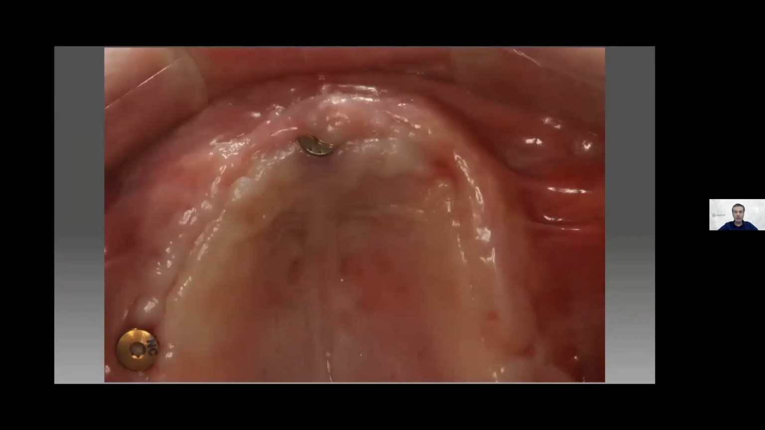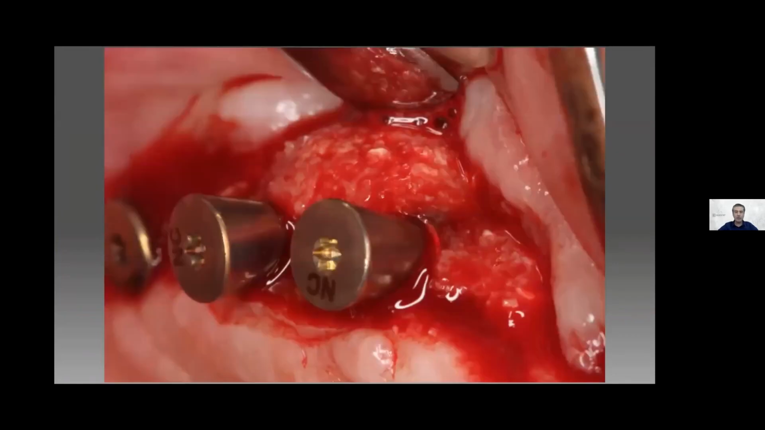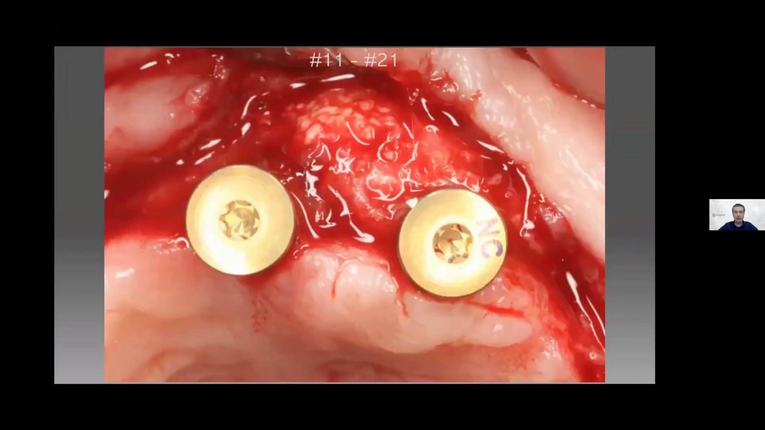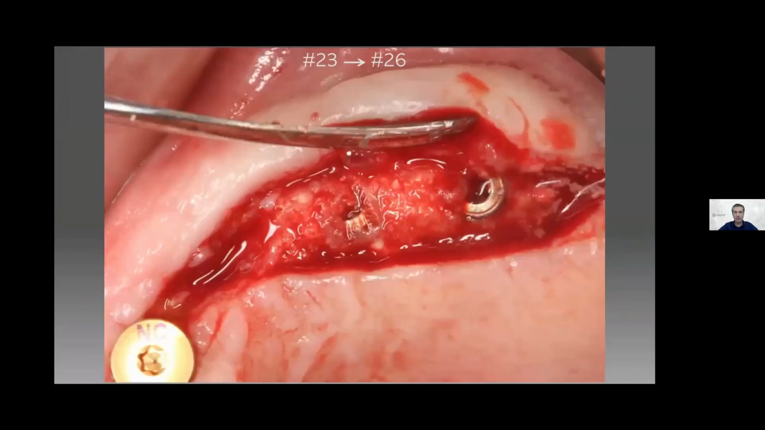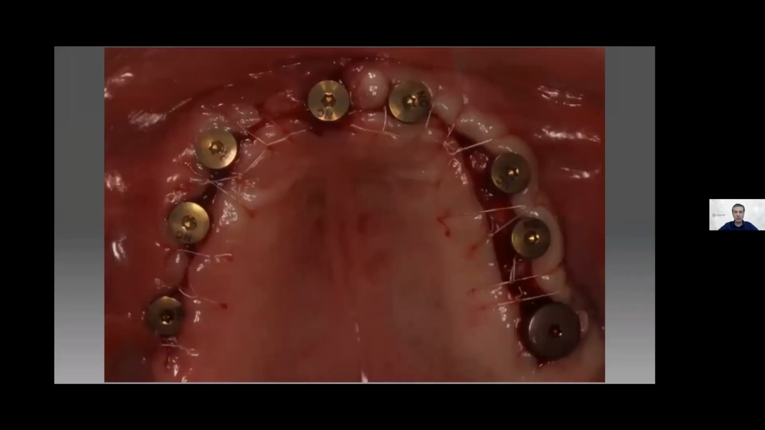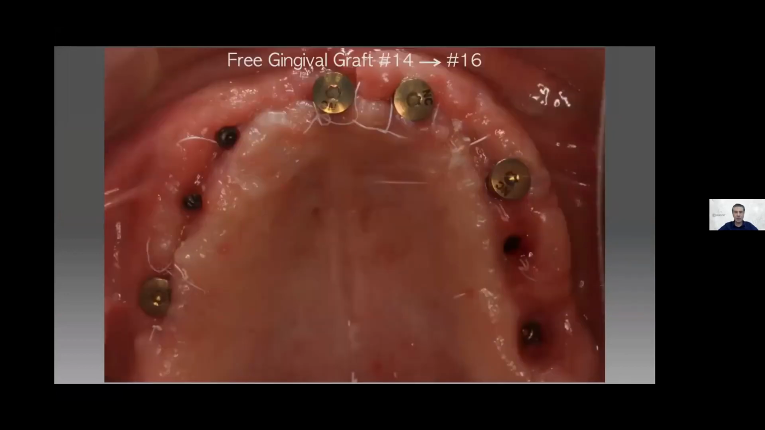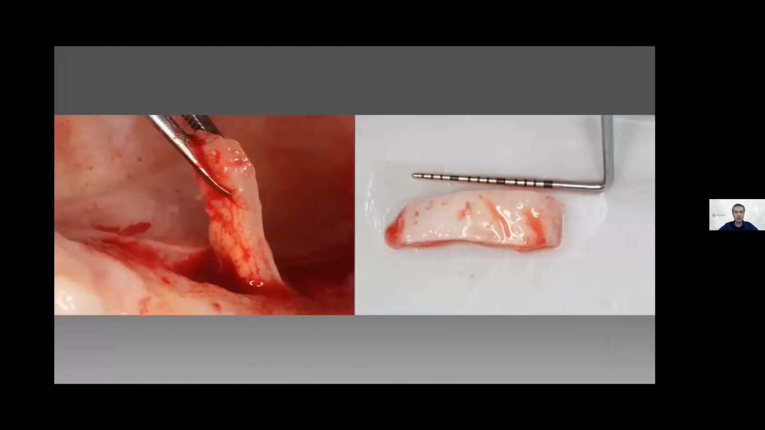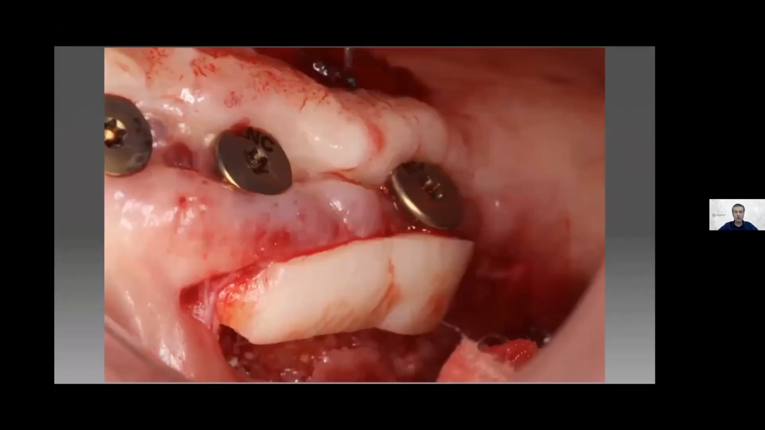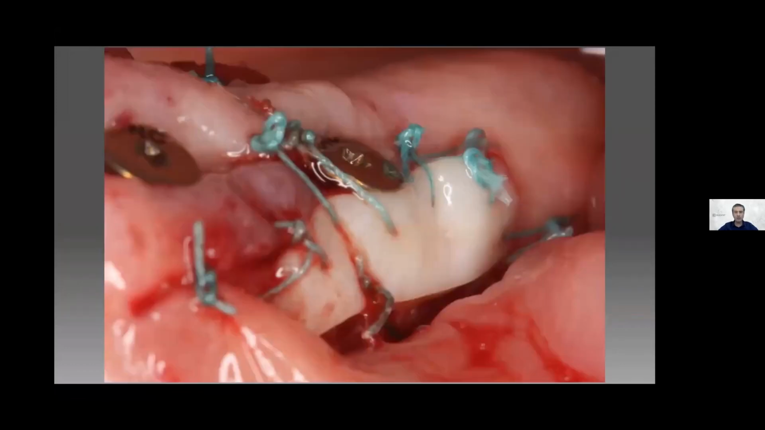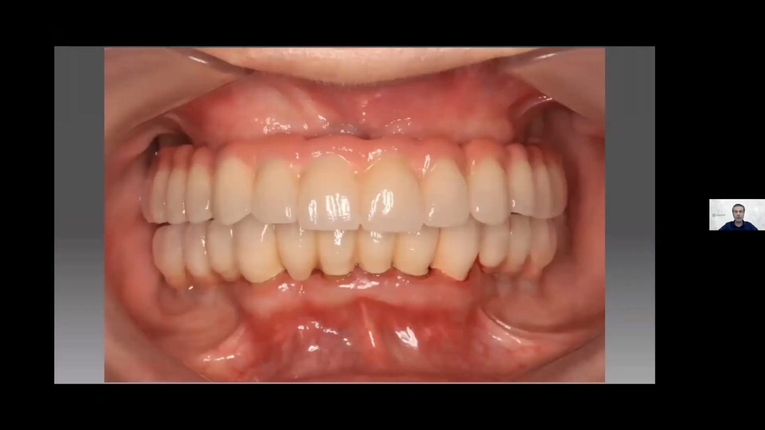After that, we made the second stage. You can calculate the bone, how much we have, the amount of buccal bone in the 3 areas after this technique. This is the suturing after the second stage. And we also did a free gingival graft over 24-26. And this is the final result.